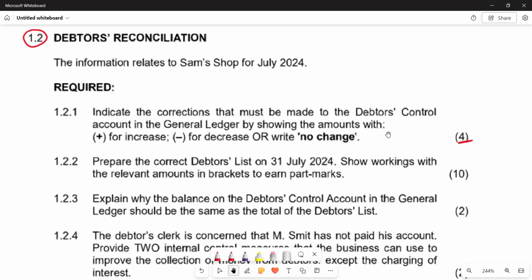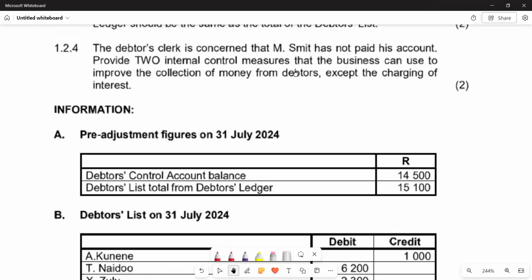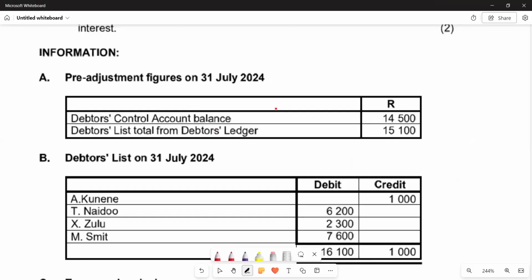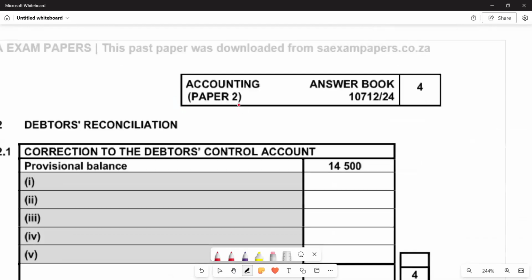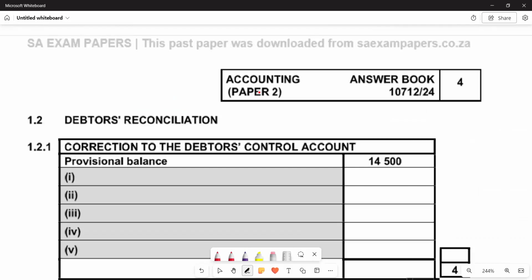So if you go to the question now, let's just go down and see what we have. We are given pre-adjustment figures on 31 July 2024. For debtors control account balance, we've got 14,500. So for the first part of this question, we're going to start with this provisional balance of 14,500. If you go to our answer section, you see that this is the correction to the debtors control, which is 1.2.1, and the provisional balance that we are going to start with is 14,500. Then we are going through information 1 to 5 and indicate a plus if it's necessary, and then a minus if it's applicable.